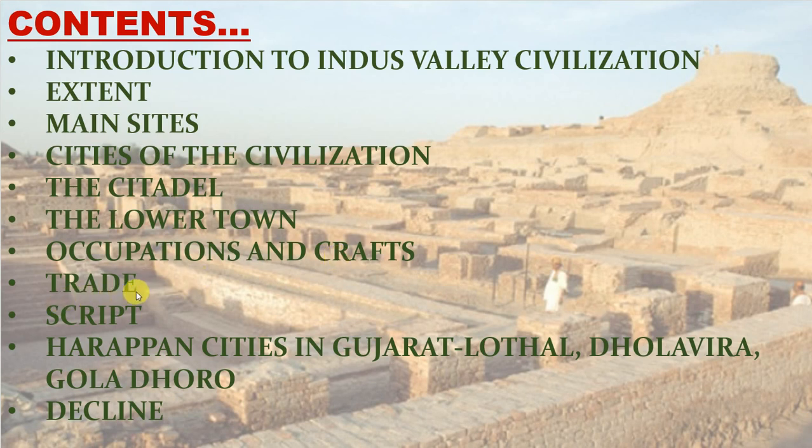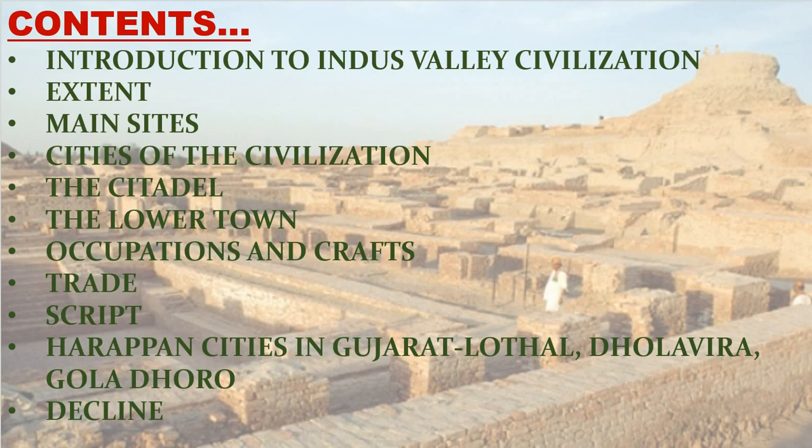And the trade in which they were engaged, the way of writing, the script in which they used to write, as well as some important Harappan cities in Gujarat, that is Lothal, Dholavira and Kuldhara. We'll also see how the civilization came to its end, and what the reasons were. So let us start the chapter, but before that we'll see a few things. Though it is not given in the book, there is a question which is related to that one, so that is why we'll be dealing with it.